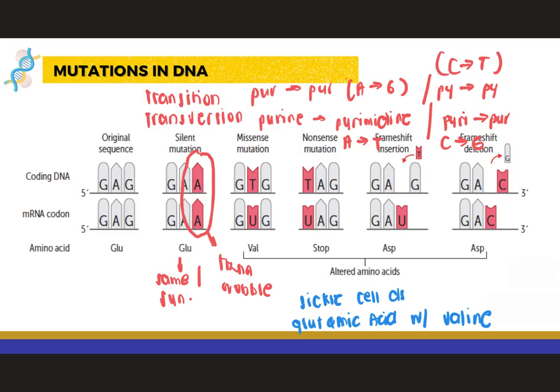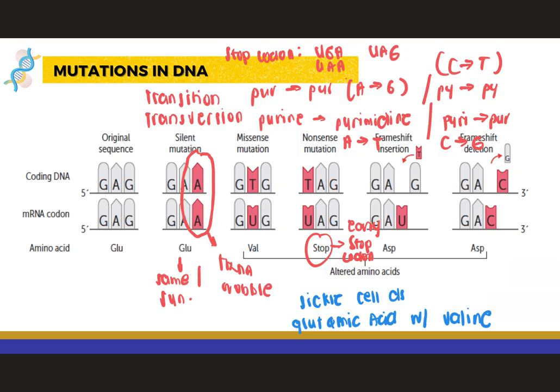Next is your nonsense mutation. In nonsense, it results in an early stop codon. So, ano ba yung mga stop codon natin? Examples of your stop codon are your UGA, UAA, and UAG. So, UGA, UAA, UAG. These are your stop codons. So, usually, in nonsense mutation, they generate a non-functional protein.